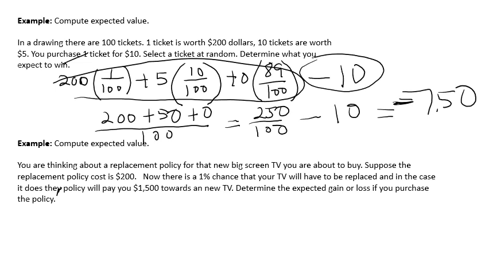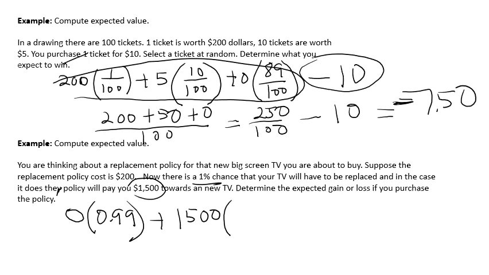So, what can happen here? The TV is fine, meaning I get nothing from the policy, right? The TV doesn't break, the TV's good, I keep the TV, no need for the replacement policy, so there was no gain from the policy. The probability of that happening is 0.99 because there's a 1% chance that it will have to be replaced. Well, if it gets replaced, the outcome is $1,500. The probability that it does need to be replaced is 0.01.